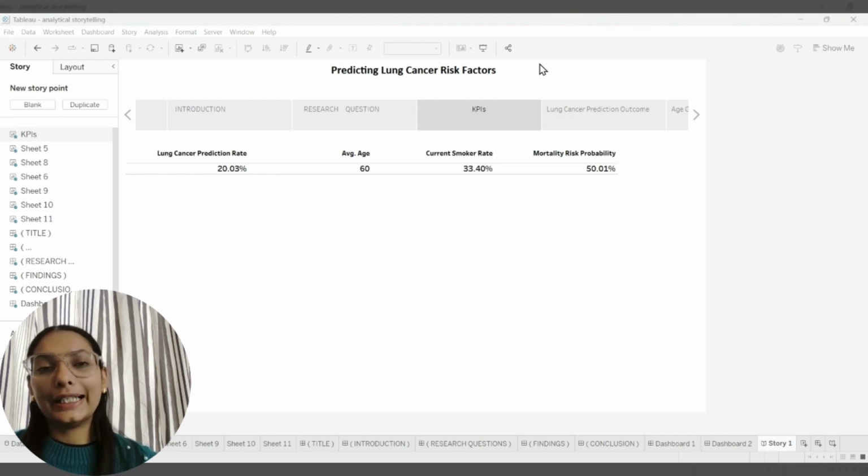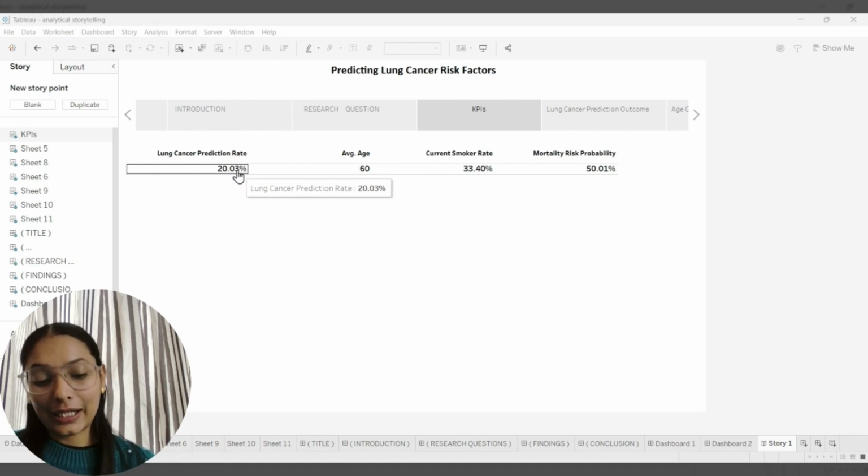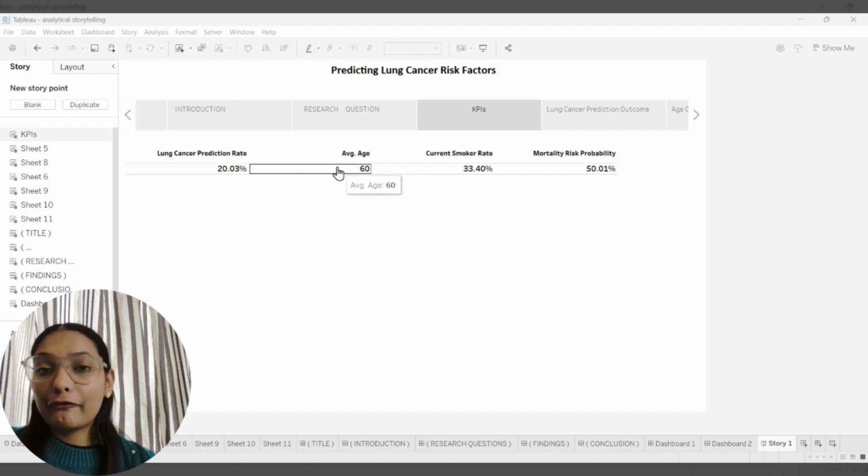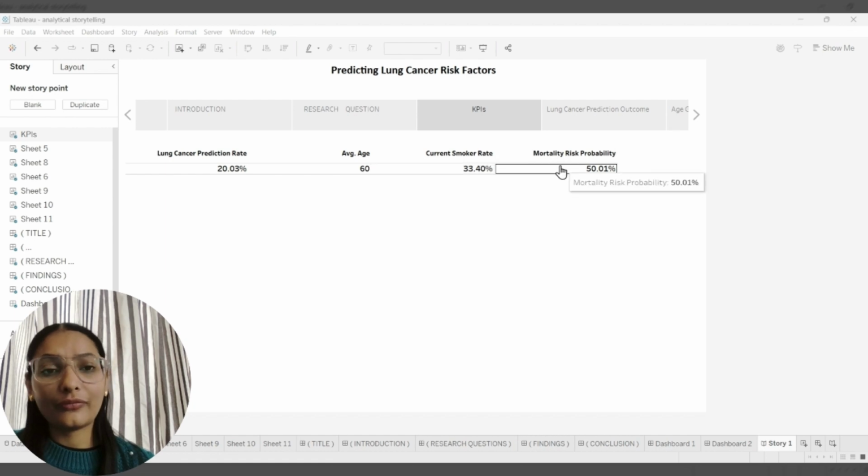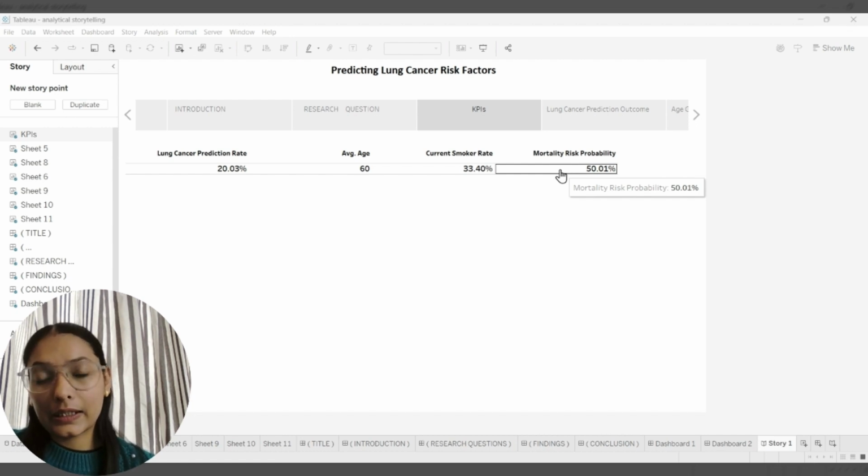Then I begin with the high-level overview. This KPI dashboard gives a snapshot of key statistics. 20.3% of patients in the dataset are predicted to have lung cancer. That's 1 in every 5. The average age is 60, and around 33% of individuals are current smokers. The average mortality risk is just about 50.1%. These figures set the stage for why this analysis is so urgent and important.